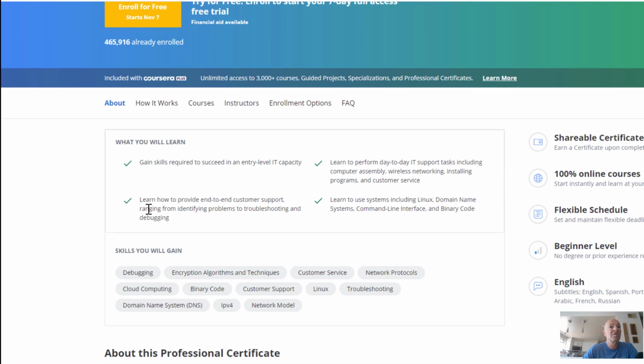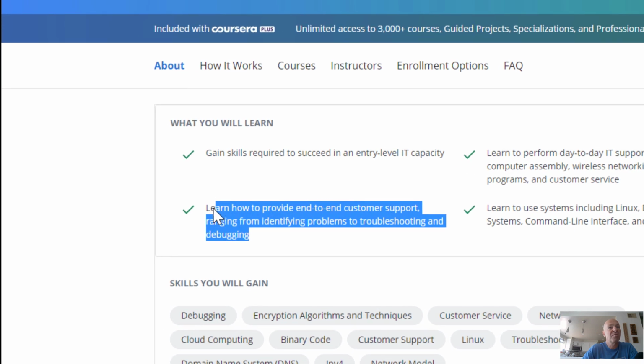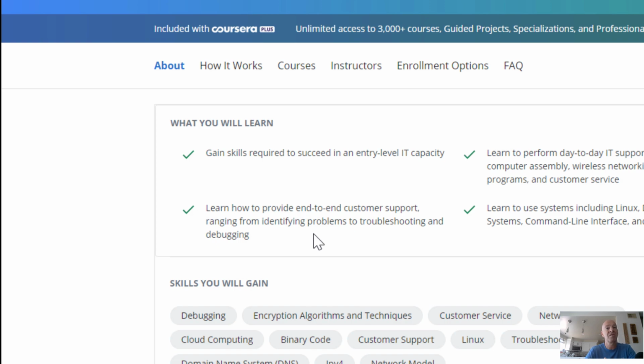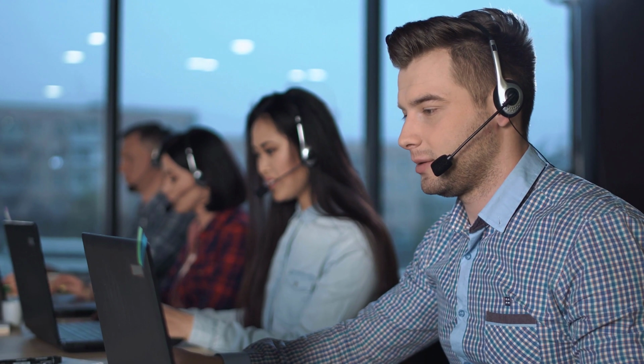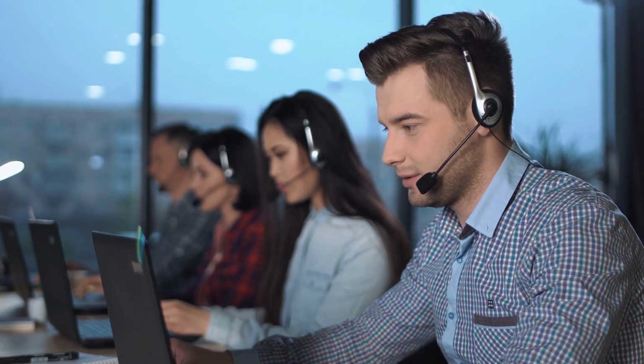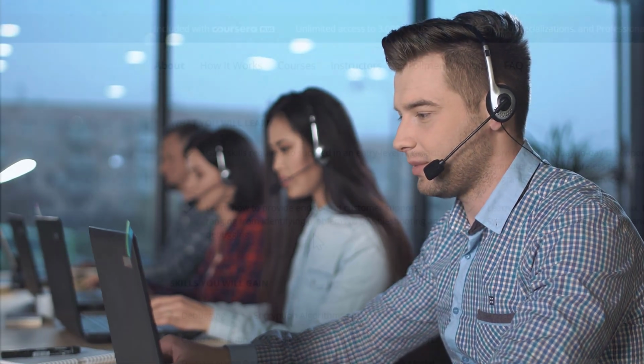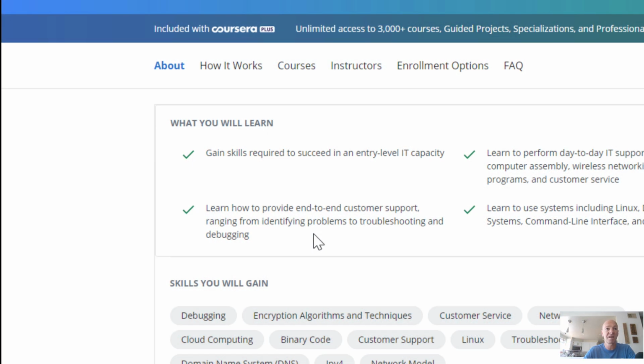So then in this course, we also will learn about how to provide end-to-end customer support. It's not just that you need to know the technical side or that you can talk to a customer, but troubleshooting and walking a customer, be it remotely or in person, through a problem is a skill that you need to learn if you want to be successful in this type of business.